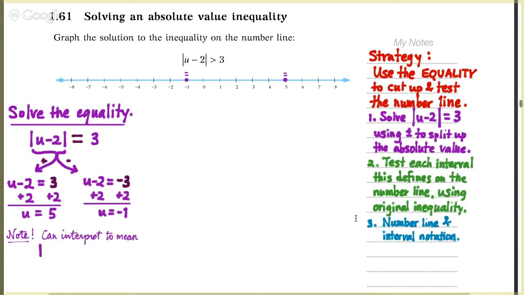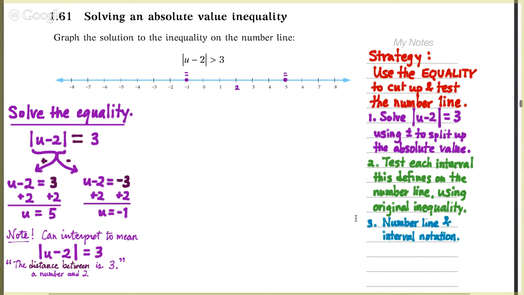Just a quick note about what this means. One way to interpret what an absolute value means is to see it as a distance. So if I have the absolute value of something minus something else is equal to 3, what that really means is it's saying that the distance on the number line between two quantities is equal to 3. What are those two quantities in this example? They're u and 2. So one way to interpret the equation that we just solved is we were looking for those numbers that have the property that the distance between that number and 2 is equal to 3. So what numbers are 3 units away from 2 on the number line?